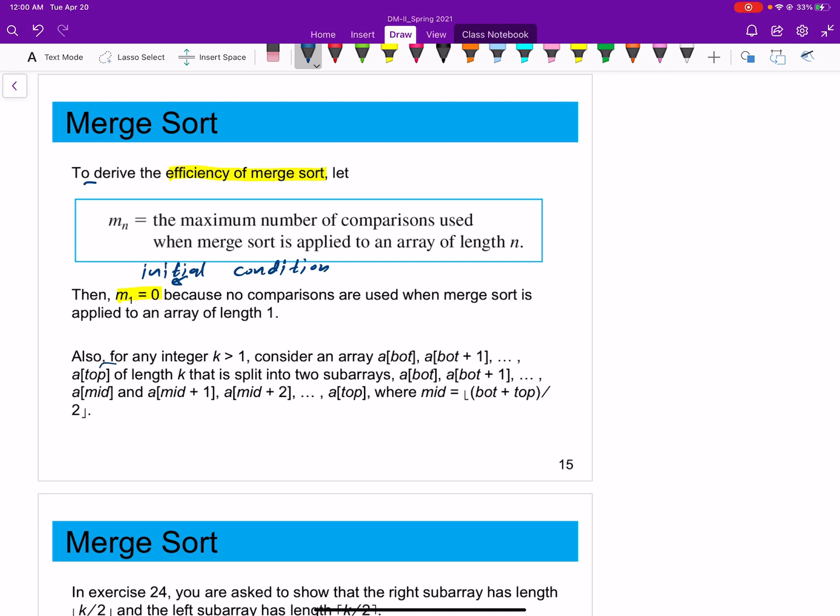Also, for any integer k greater than 1, consider an array a of bottom, a of bottom plus 1, up to a of top, of length k, that is split into two sub arrays. These are the two sub arrays, where the mid is like we learned earlier: mid is the floor function of bottom plus top divided by 2.